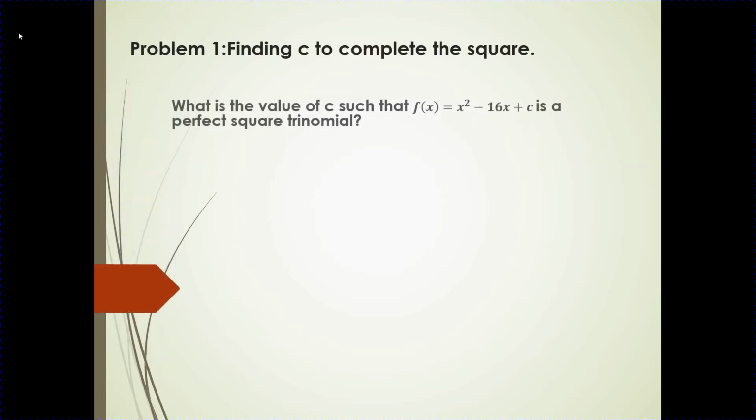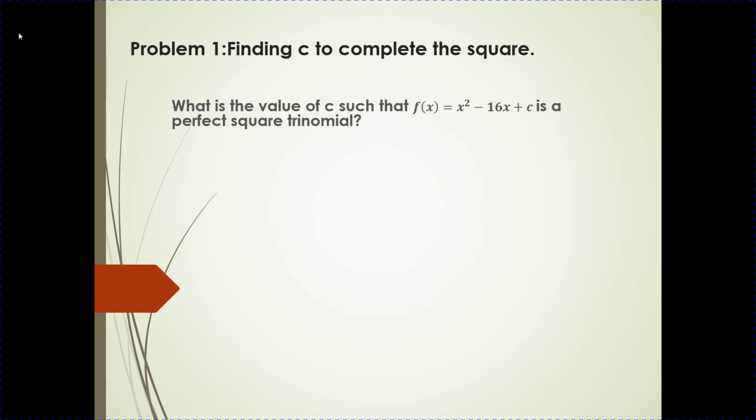Now let's practice making a given quadratic expression a perfect square trinomial. Problem 1. What is the value of c such that f of x is equal to x squared minus 16x plus c is a perfect square trinomial? As I tried to mention earlier, if the value of c becomes b over 2 the whole square, then the given quadratic expression becomes a perfect square trinomial.